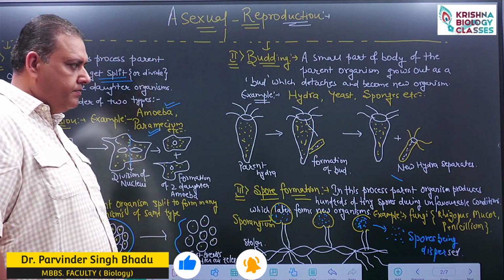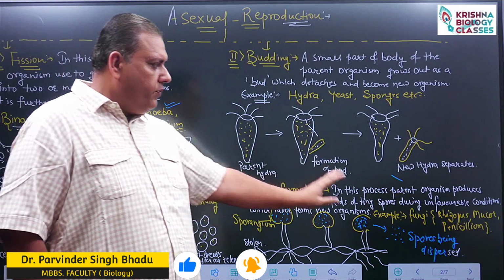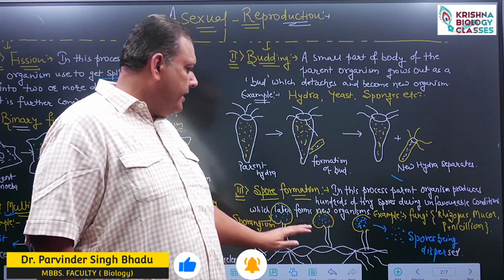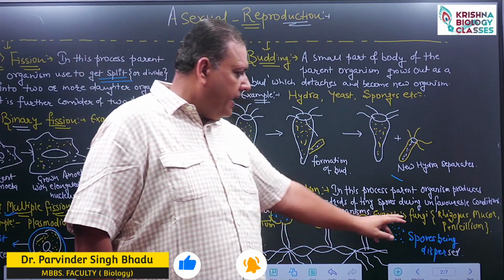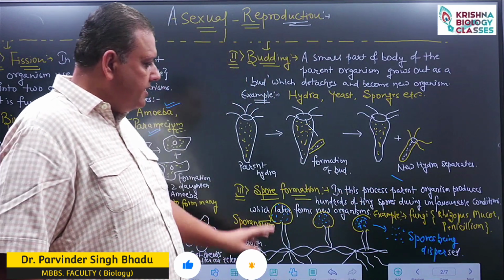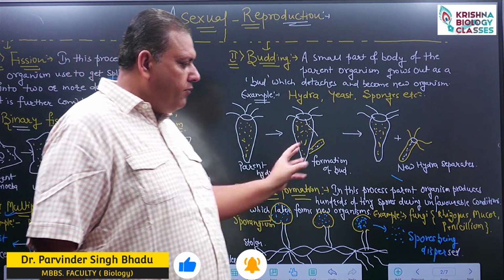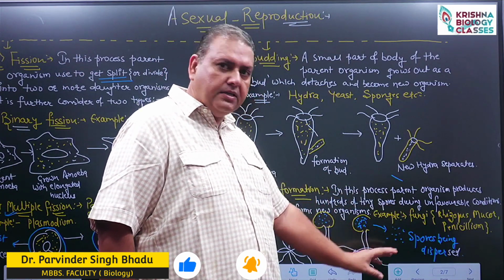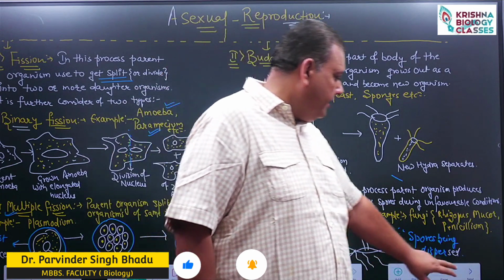Spore formation. During unfavorable conditions, spores are formed inside fungi, for example in Rhizopus, Mucor, Penicillium, and when favorable conditions come, these spores are dispersed into the environment and they lead to the formation of new organisms.